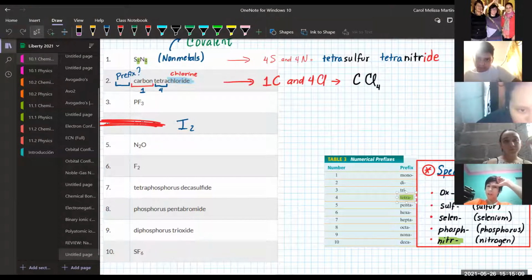Which one do you think is more complex? Number 7. The 7. Okay, let's work with the 7.